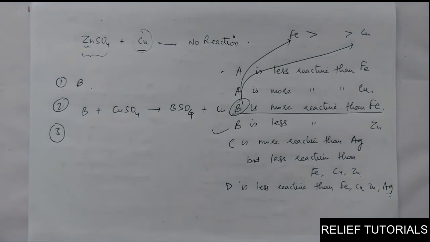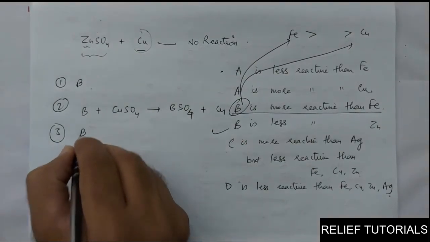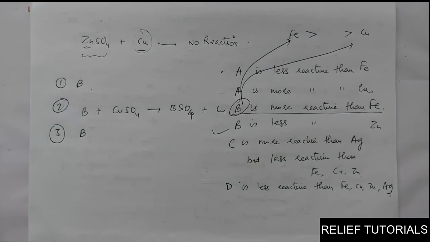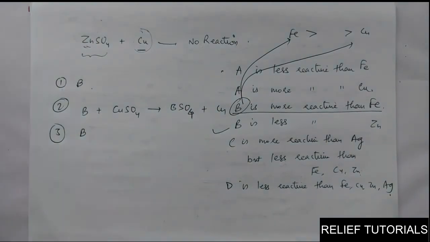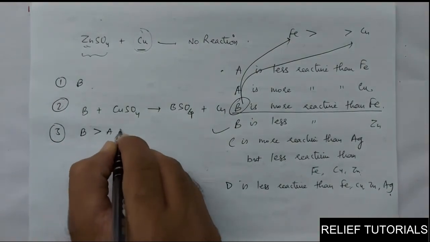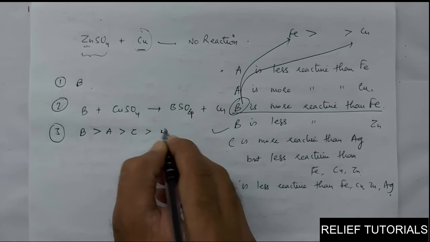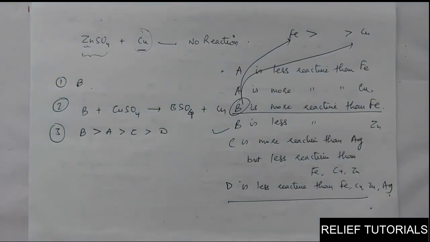Third question. Arrange the metals A, B, C, D in the order of decreasing reactivity. The most reactive metal we have observed is B. Okay, then it would be C. Sorry, I think it should be A. B is most reactive, then A, and then C, and D is the least reactive metal. So this is the arrangement of metals according to decreasing reactivity.